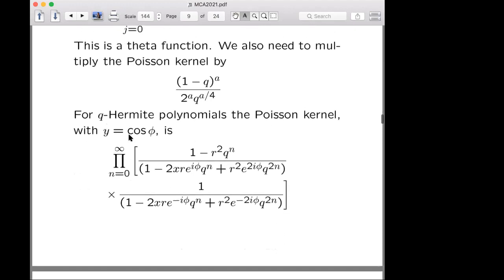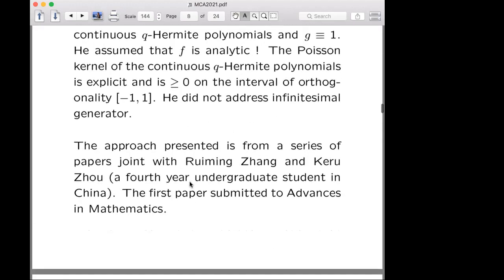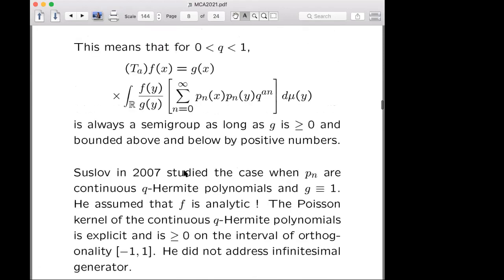Okay, so for the q-Hermite polynomials, the Poisson kernel is explicit. So the power series variables are, so this is a product that has no x's or y's, and this is a product involving x's and y's. So x here is cosine theta, I left it x, and y is cosine phi. Okay, so this is what the Poisson kernel is. So now I can write what this operator is.